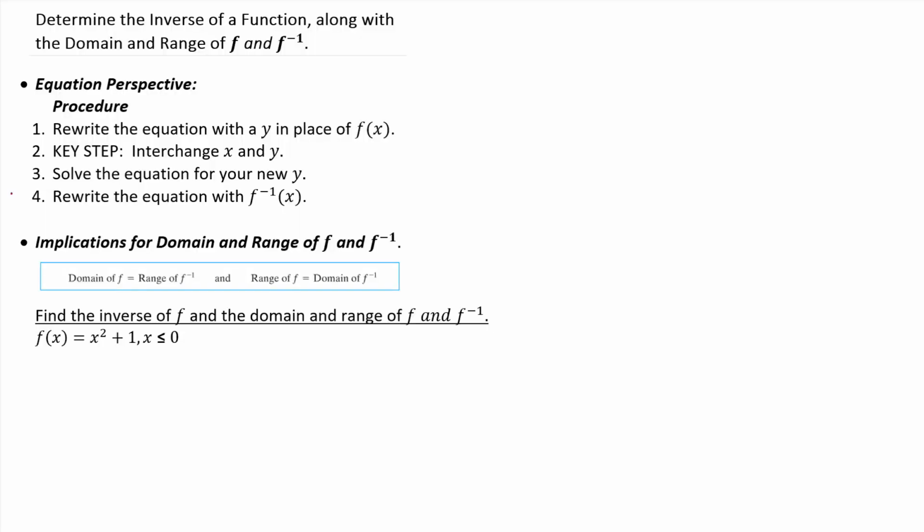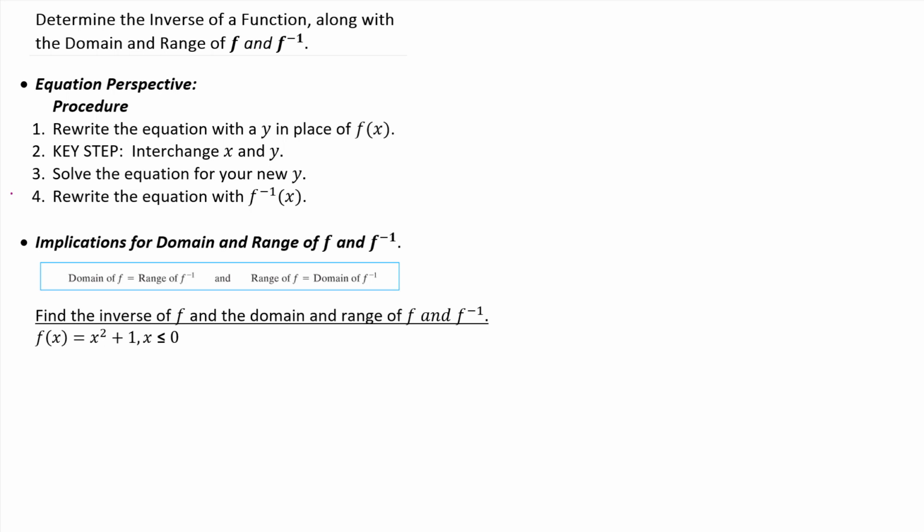The focus of this lesson is on determining the inverse of a function along with finding the domain and range of the function and its inverse. So the process for determining the inverse is basically you start off and you rewrite your equation so it says y equals, and you swap your y's and your x's. You interchange all of them. So if there's an x, you put a y. If there's a y, you put an x. And then you solve for your new y, and that result is your f inverse function.